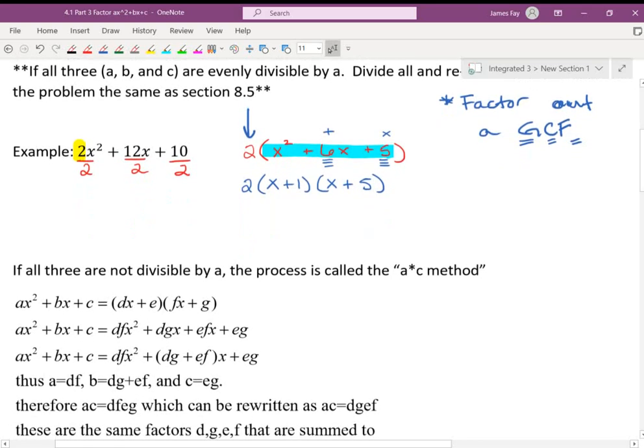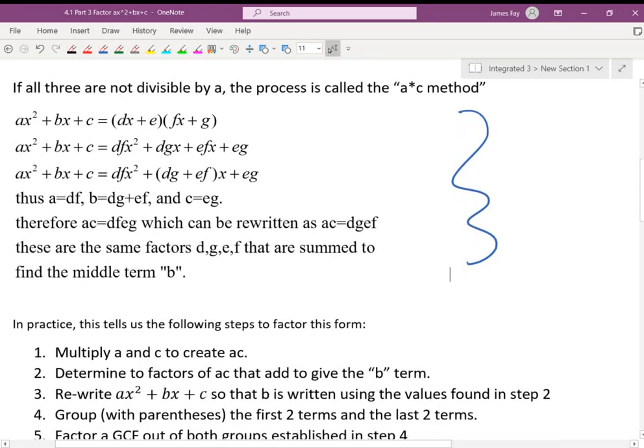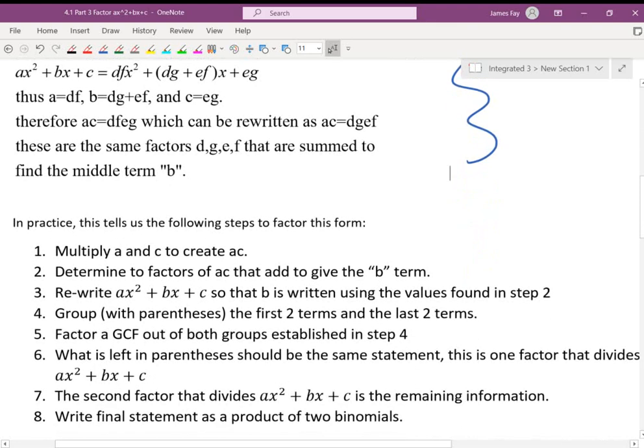Now I'm going to skip all of this. This is the proof of why what we're about to do works, but I'm not going to get into that right now. I think it makes more sense just to see the procedure, and then eventually maybe we'll come back to this once we've learned the procedure, and it will be easier to understand why it works.